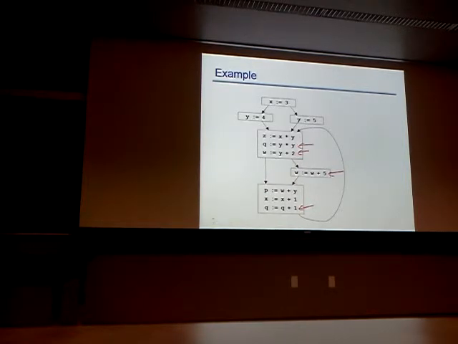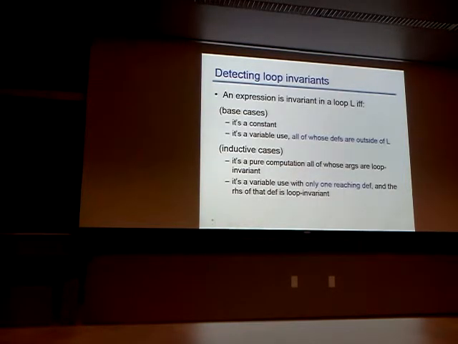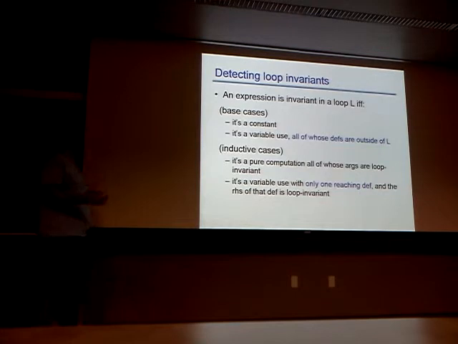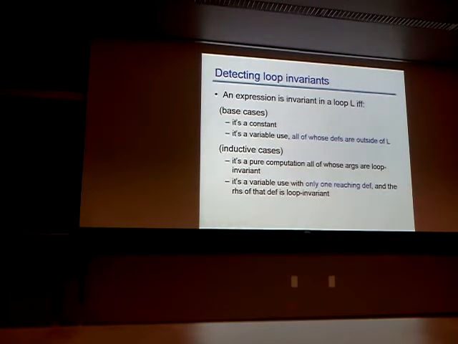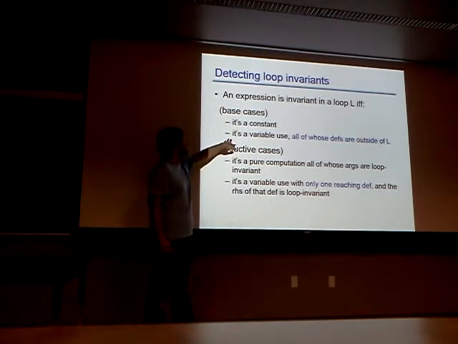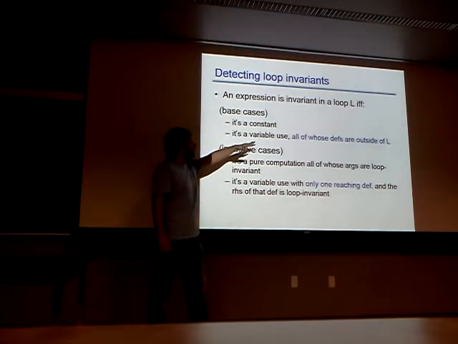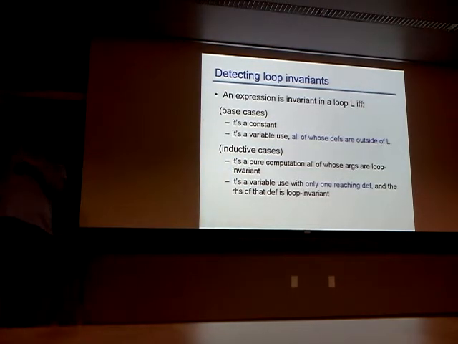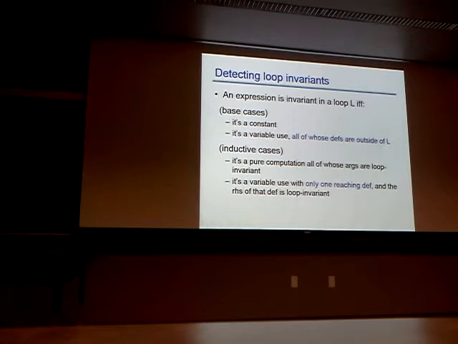So okay, that's what we want to figure out. The way we can detect loop invariance is that we can do this recursive analysis. If you think about the definition, constants are loop invariant because it's the same value every time. And if it's a variable and all of the definitions for that variable are outside of the loop, then obviously it's loop invariant, because the value comes from outside of the loop, and that's it.